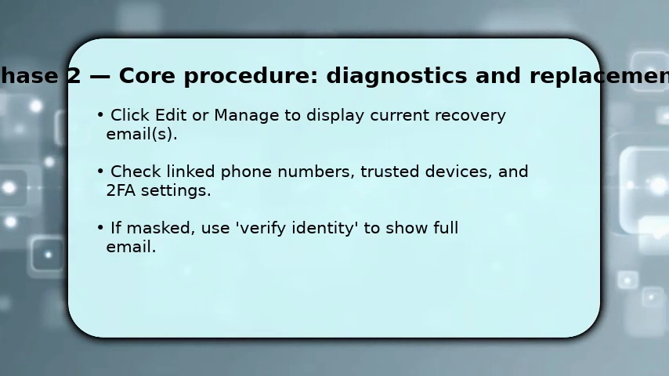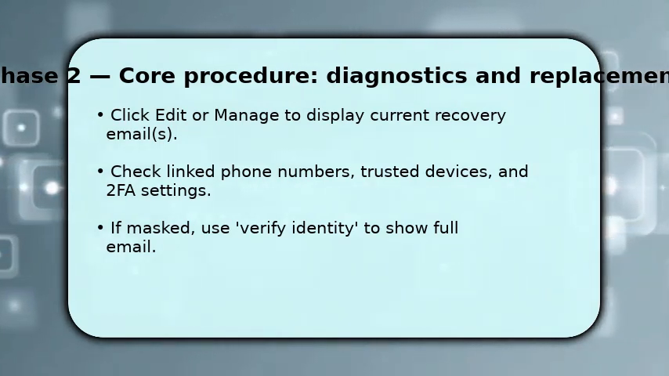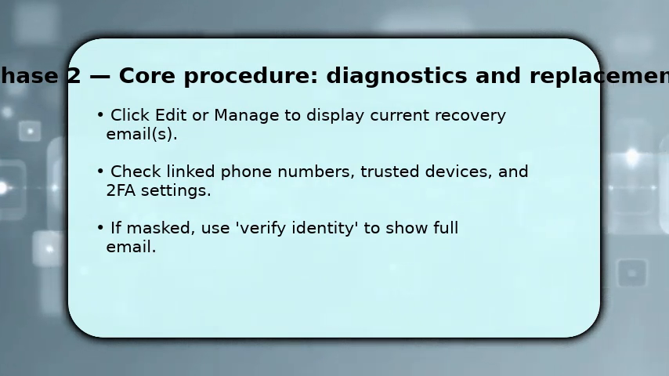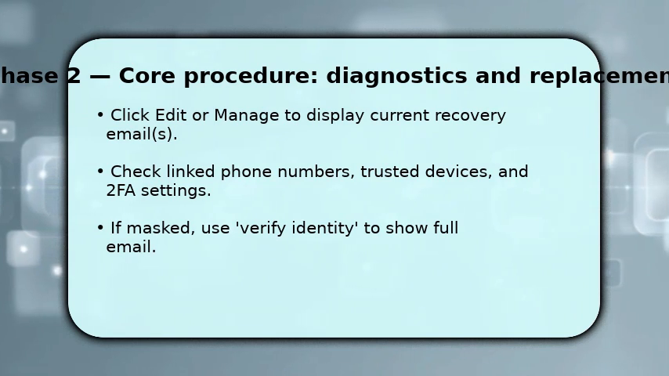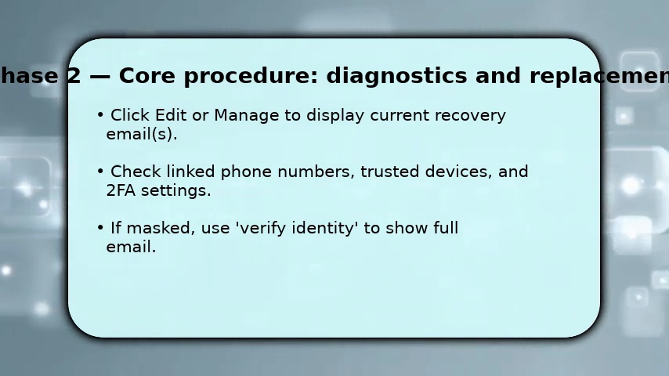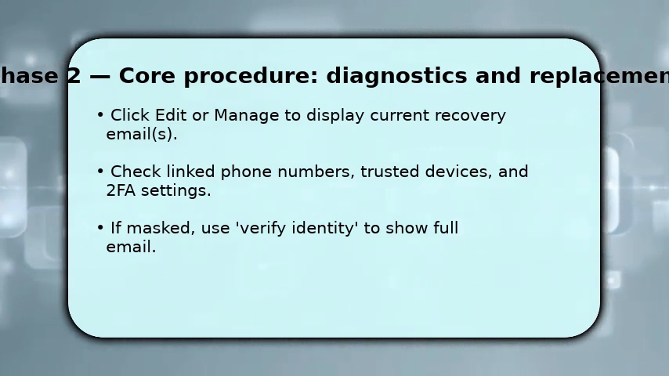Once you've opened recovery options, click Edit or Manage to reveal the stored recovery email. Often it's masked, so you'll be prompted to verify your identity. Use the displayed verification choices, text code, authenticator app, or trusted device to confirm it's you. After verification, the full recovery address will appear.